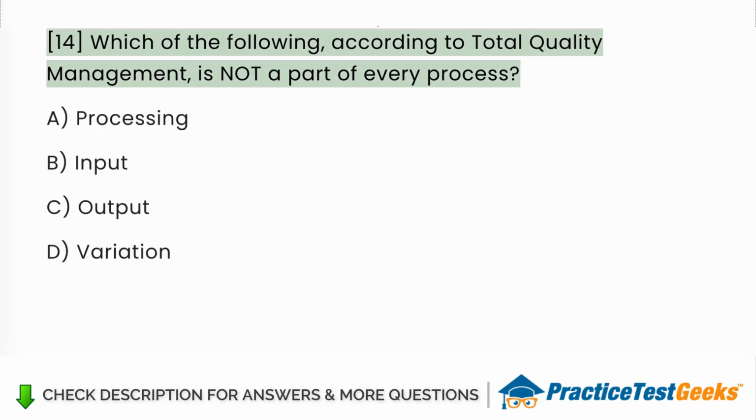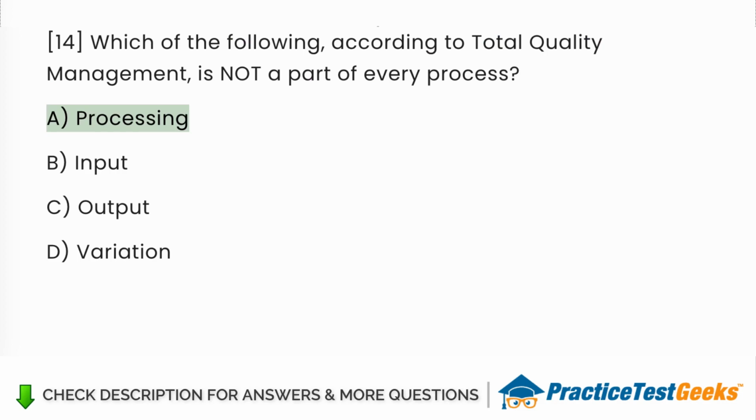Which of the following, according to Total Quality Management, is not a part of every process? A. Processing. B. Input. C. Output. D. Variation.